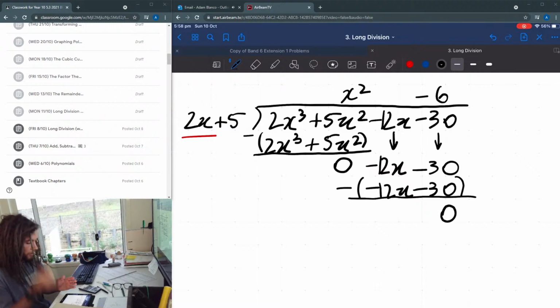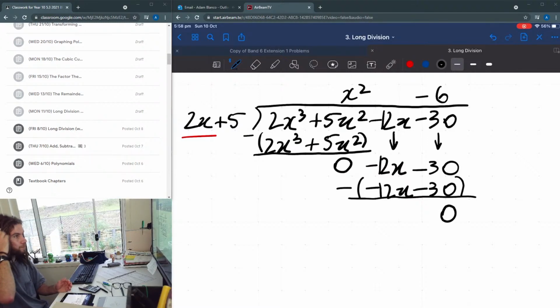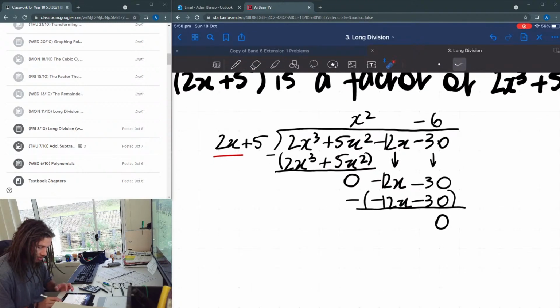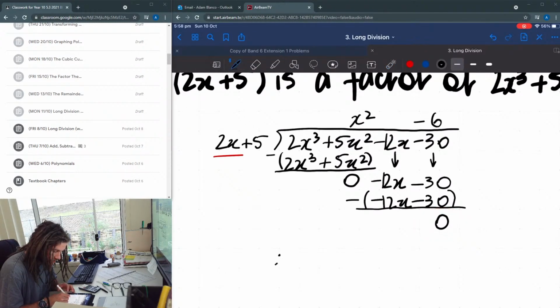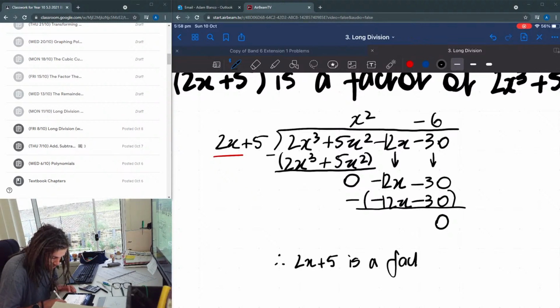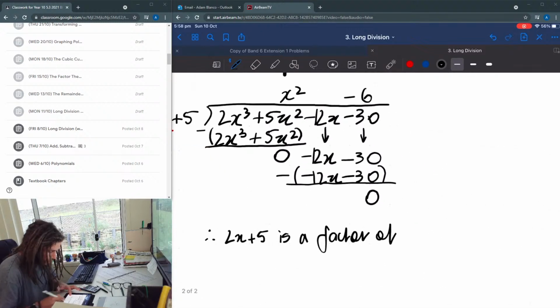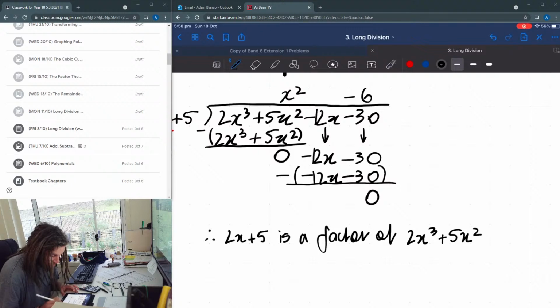Okay, good. Now, are we done? Yes, I've shown it's a factor. Why? Because I don't have a remainder. So then I'd write just a conclusion. Therefore, 2x plus 5 is a factor of this.